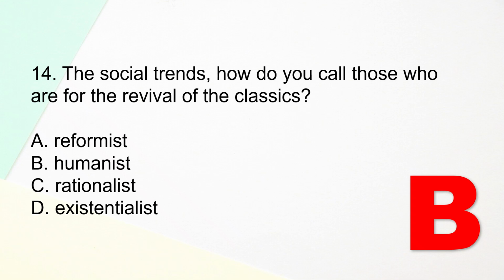Why the others are incorrect. For letter A, reformists focus on making changes or reforms in society or institutions. Okay, for letter C, rationalists emphasize reason and logic as the primary source of knowledge. And for letter D, existentialists focus on individual existence, freedom, and choice. Okay, the best answer is letter B.